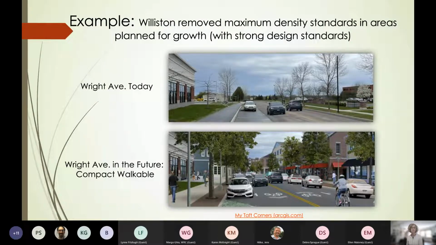We don't know of any other municipality in Chittenden County that has completely removed density standards in areas planned for growth. However, there are some like Hinesburg who recently very much increased their density standards in areas planned for growth. So it's a step in the right direction. So that's also another option if that's more politically feasible.